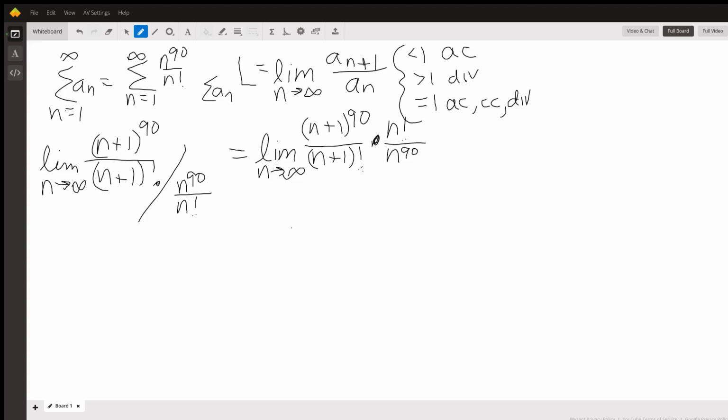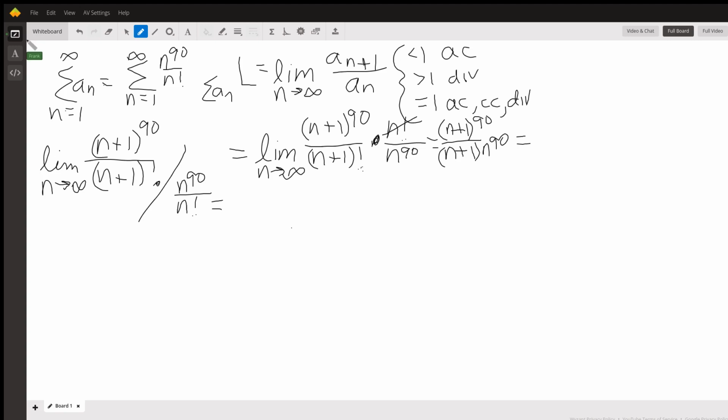Well, n factorial is just n times (n minus 1) times (n minus 2), and so on. (n plus 1) factorial is (n plus 1) times n times (n minus 1). In other words, n factorial can cancel with (n plus 1) factorial and leave only n plus 1. And right now, there's nothing to be done with this (n plus 1) to the 90th and n to the 90th. Now, in the numerator, (n plus 1) to the 90th. In the denominator, (n plus 1) to the first power. So, subtract those powers. 90 minus 1 is 89.